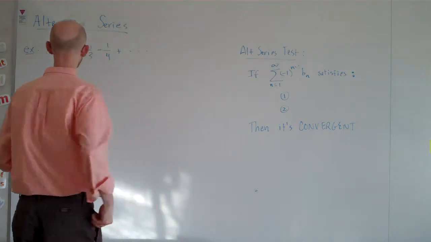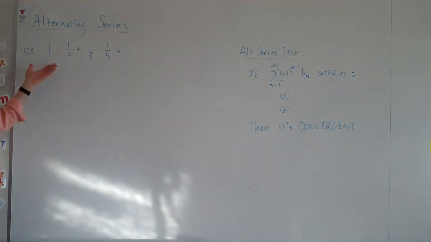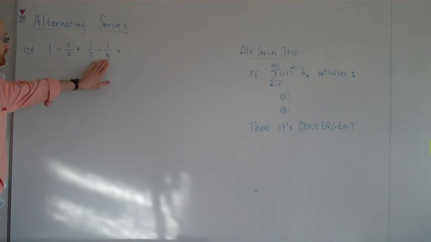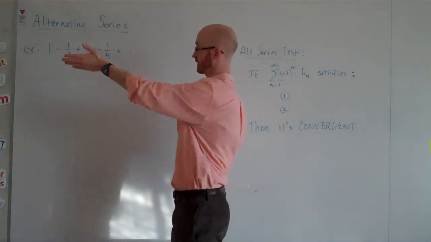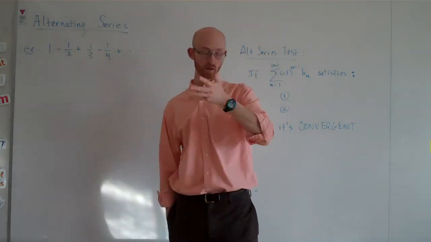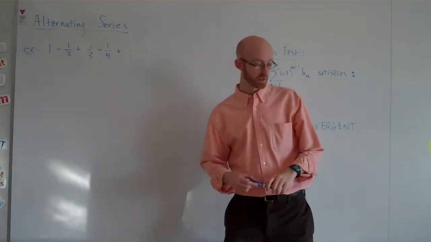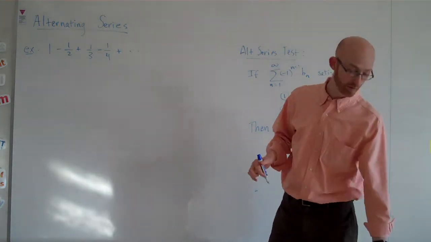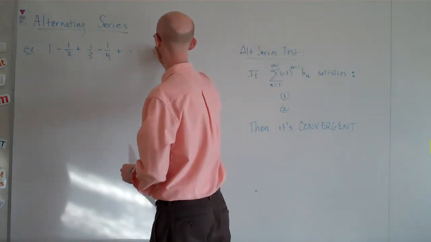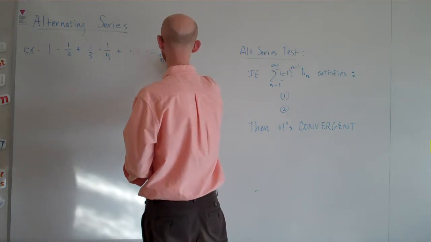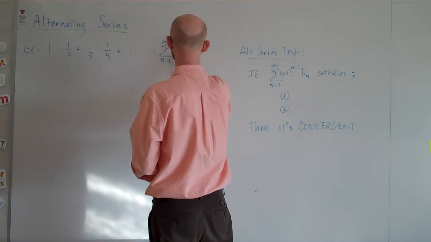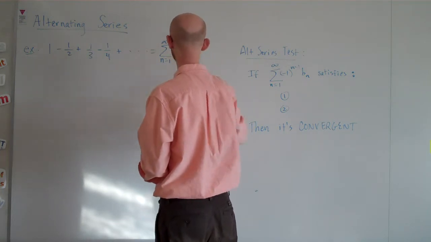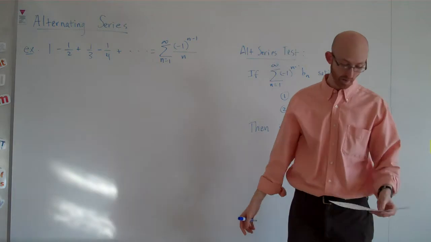An example of an alternating series is the alternating harmonic series: 1 minus a half plus a third minus a fourth. You can see the harmonic series is the same thing, but plus, plus, plus, plus, and here we alternate between positive and negative. This could also be written as the sum of negative 1 to the n minus 1 over n. Those two are the same thing.